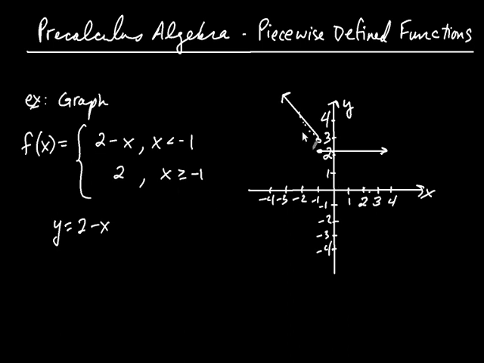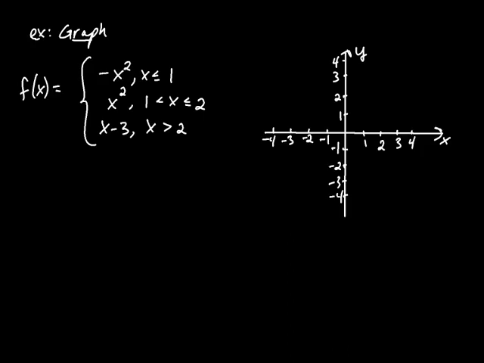Okay, so you can clearly see from the graph that this function has 2 pieces, right? So sometimes they have more than that. Let's give an example of a function that has 3 pieces, piecewise defined with 3 pieces. So here are the 3 pieces, right? The function is negative x squared, and that applies for when x is less than or equal to 1, x squared between 1 and 2, and x minus 3 for x greater than 2.